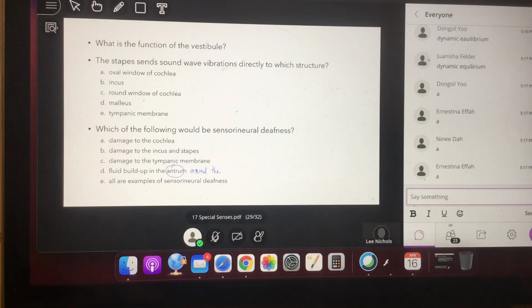the ossicles, the little bones. So the space around the ossicles is called the antrum. So if there's fluid buildup in the antrum, yes. Damage to the tympanic membrane, damage to the malleus, incus, or stapes, any one of these three would be called conduction deafness. Damage to the cochlea, specifically, sensory neural deafness.